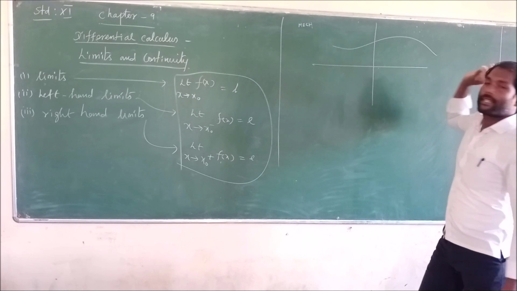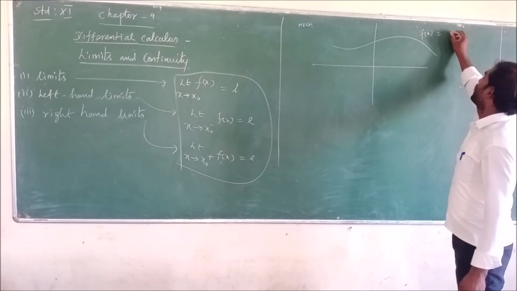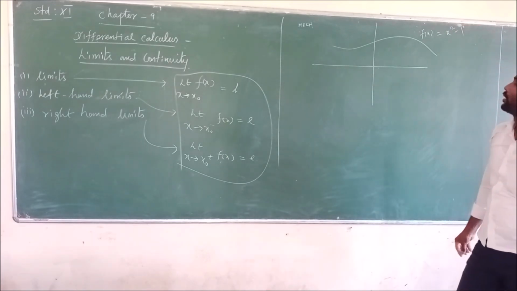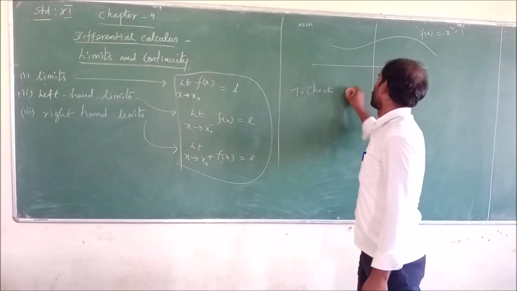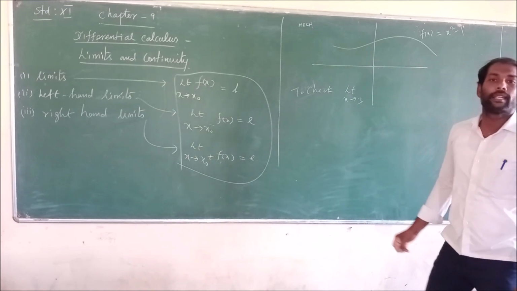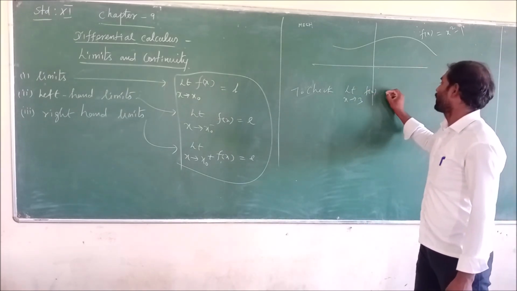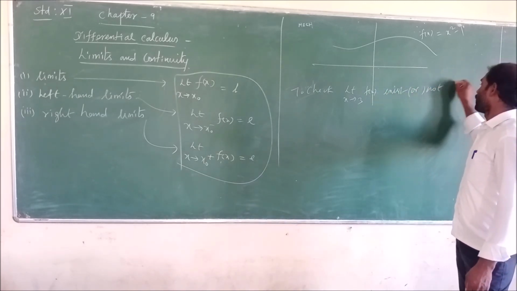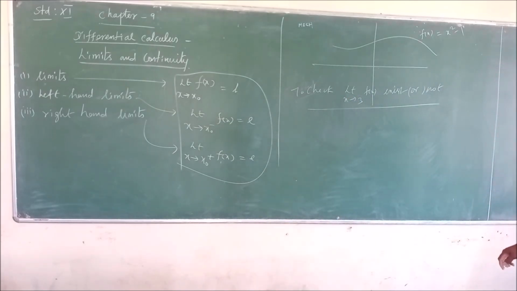This one is f of x. For example, f of x equal to x square minus 1 is a function. To check whether the limit as x tends to 3 of f of x exists or not. These are some examples for f of x.